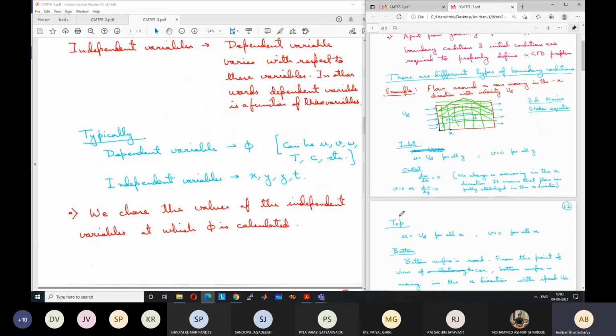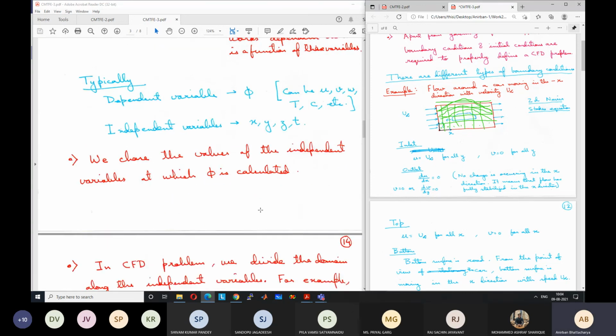We choose the values of the independent variables at which phi is calculated. So it is up to us to decide. So if we are discretizing along x and y direction, we can decide what will be the points at which phi will be calculated. Phi cannot be calculated continuously because it's a numerical problem. We have to divide the domain into small parts, and we cannot divide it into infinite parts because it will take infinite time to solve. So we have to divide it into a finite number of parts, but we can decide what the lengths of the parts are, so that we decide the points at which the value of phi will be stored and calculated. So that is up to us to decide.